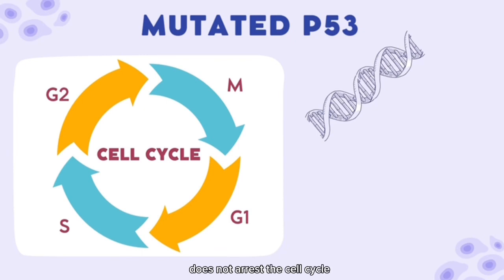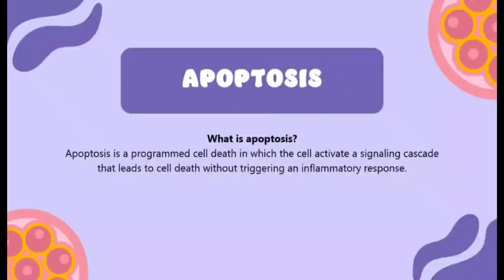Mutated P53 does not arrest the cell cycle. The damaged cell continues to divide, which may result in cancer formation. What is apoptosis? Apoptosis is a programmed cell death in which the cell activates a signaling cascade that leads to cell death without triggering an inflammatory response.